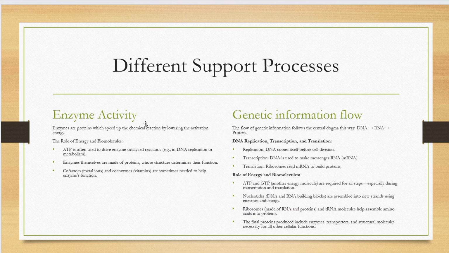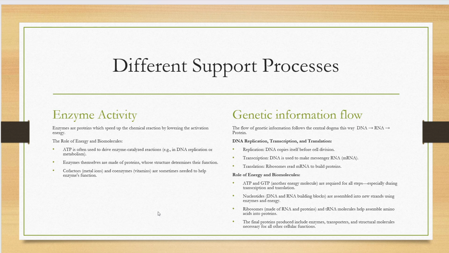And then we move on to the next support process, which is enzyme activity. Enzymes are proteins which speed up chemical reactions by lowering the activation energy. The role of energy and biomolecules: ATP is often used to drive enzyme-catalyzed reactions such as DNA replication or metabolism. Enzymes themselves are made of proteins whose structure determines their function. And then cofactors, which are metal ions, and coenzymes, which are vitamins, are sometimes needed to help enzyme function.